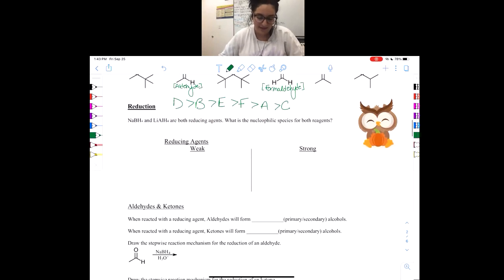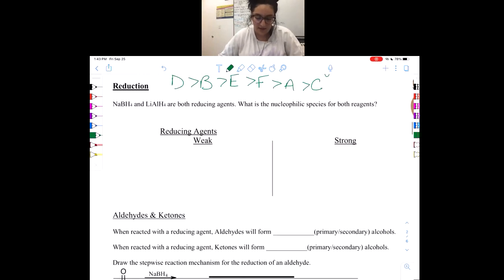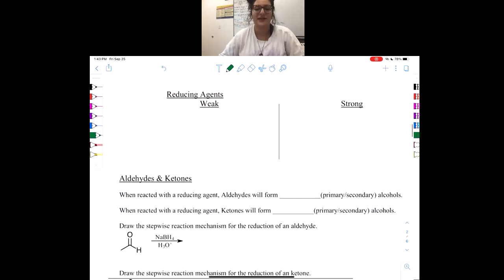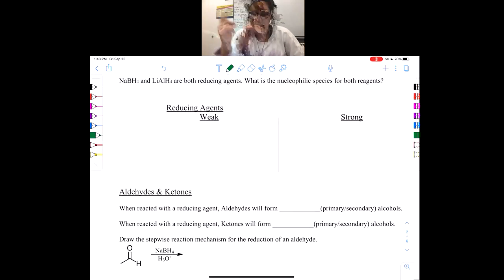So reduction. I love reductions because they're so much fun to do. They're like baby reactions. It's great.